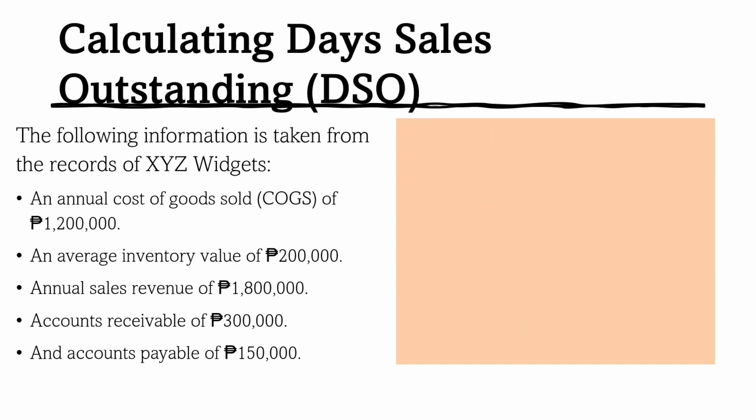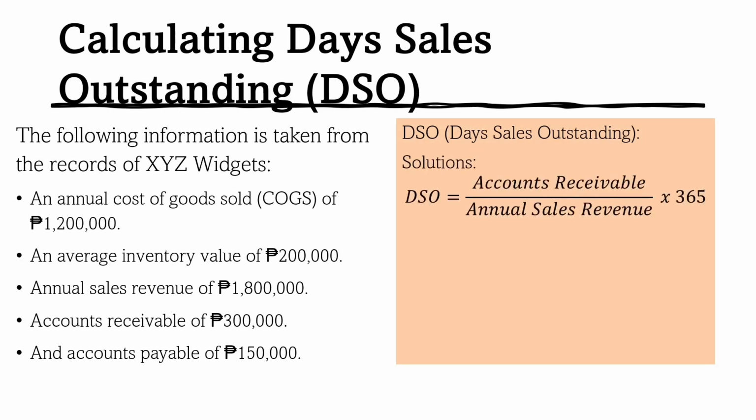Now, for Days Sales Outstanding or DSO, we use this formula. DSO is equal to accounts receivable over annual sales revenue multiplied by 365 days. Plugging in the numbers, we get 300,000 pesos divided by 1,800,000 pesos times 365, which equals 61 days as well.